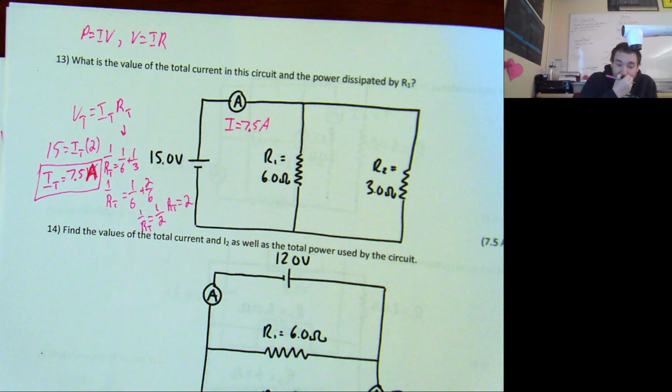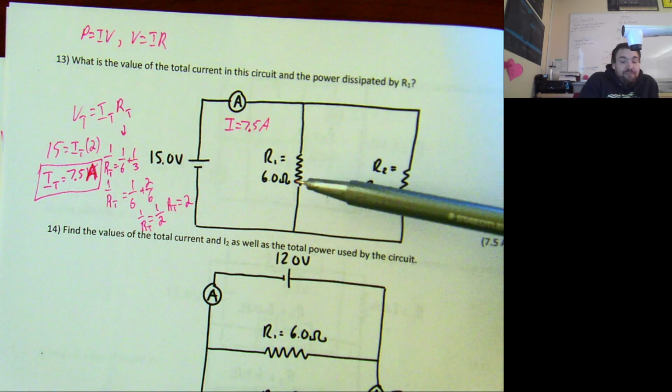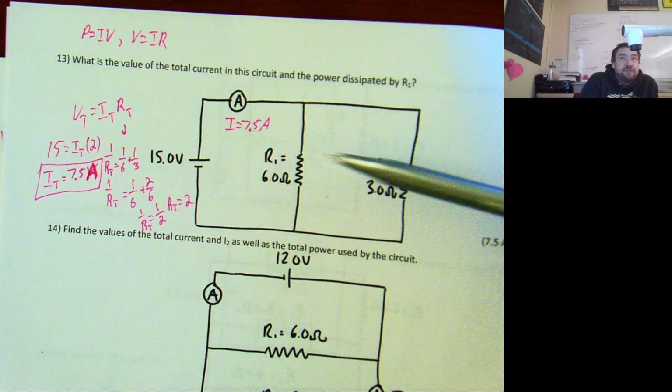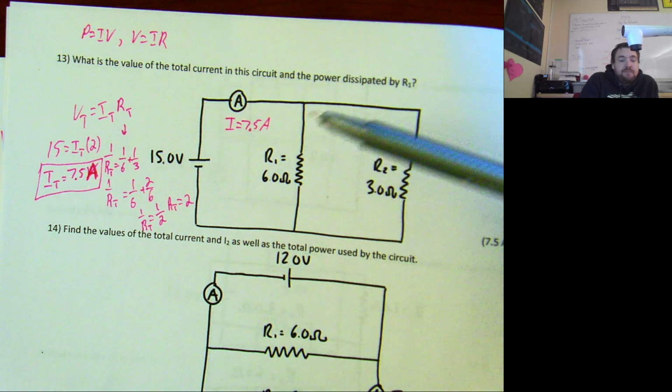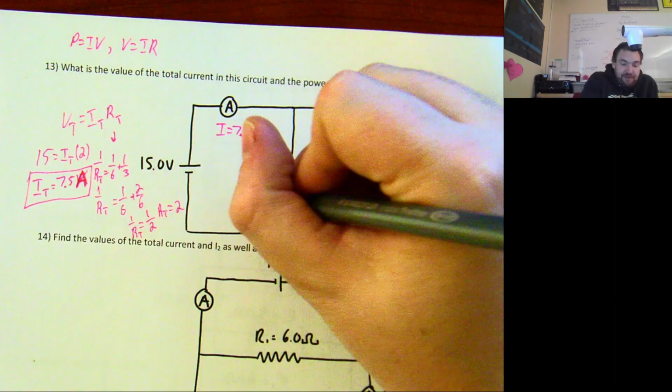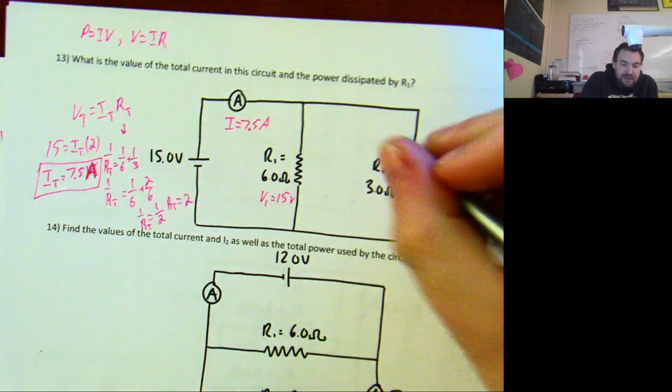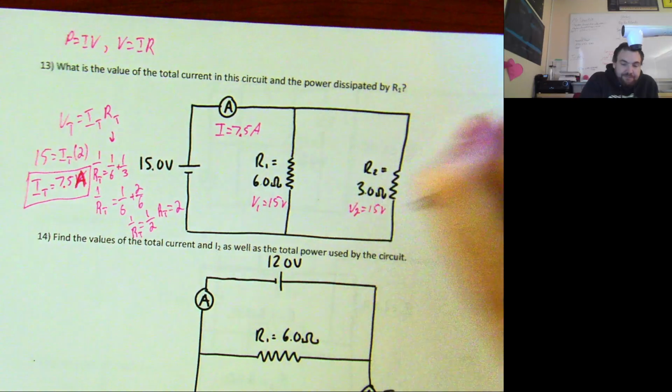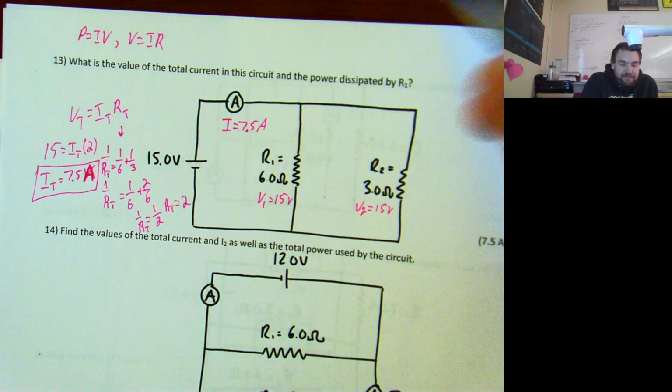Now I want to find the power being dissipated by resistor 1. How could I go about doing that? V is equal in these two branches because they're in parallel. And there's nothing else eating up voltage. So yeah, V1 is going to be 15 volts and V2 is going to be 15 volts. And then we can just do the math.